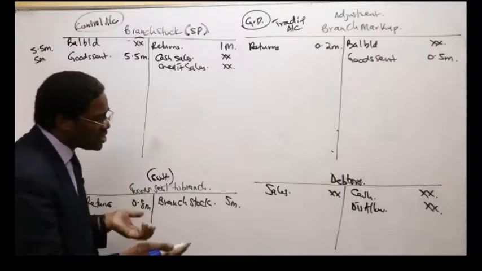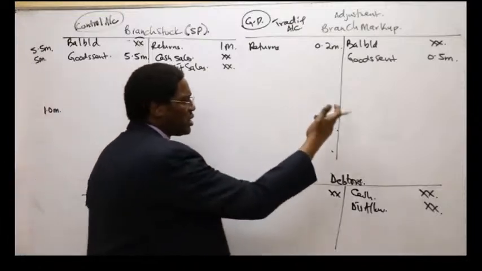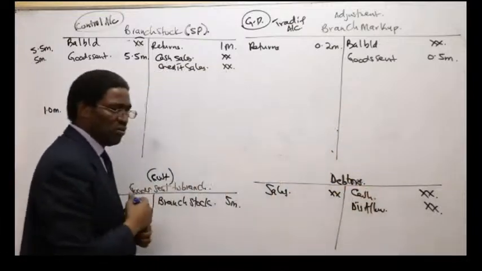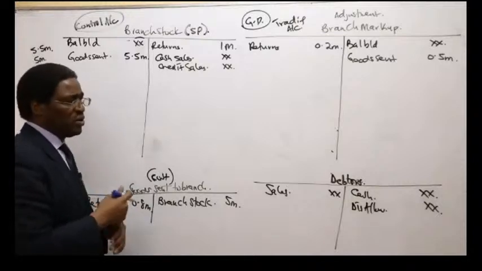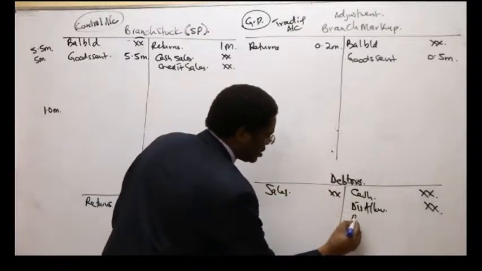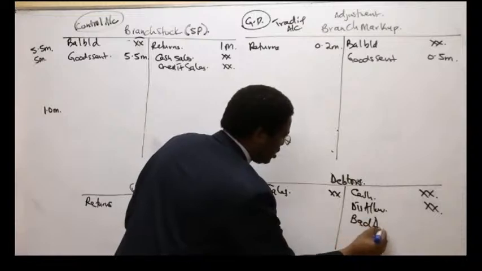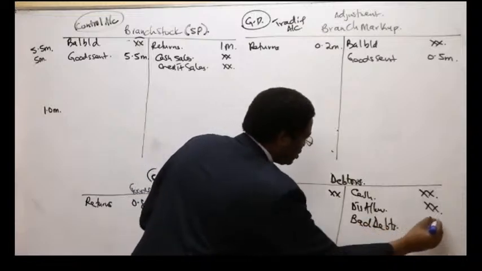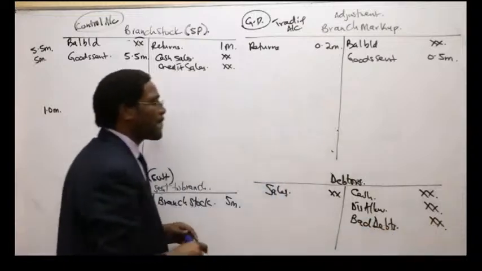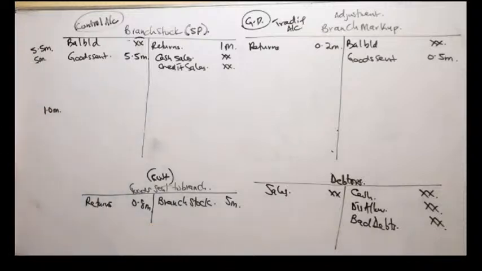The next entry is with any debtors being written off or bad debt written off. With any bad debt written off, of course, you will debit bad debts and you credit debtors. That's our next entry. With any bad debts written off from debtors, you debit bad debts and you credit debtors.